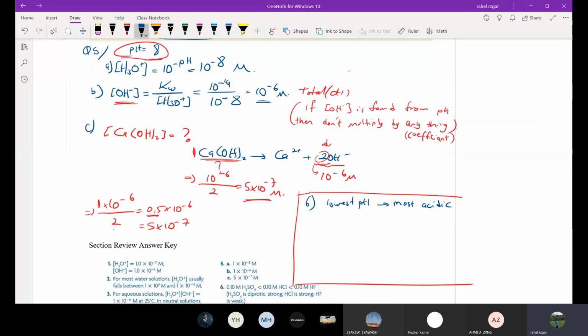We have the acids with the same concentration. That's why we don't have to worry about concentration. All we have to see is the compounds, the acids. HF is a weak acid. So it mustn't be, or it cannot be most acidic. That's why pH of HF is the biggest.